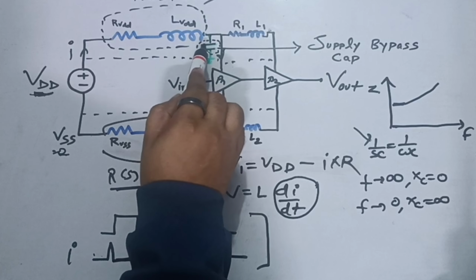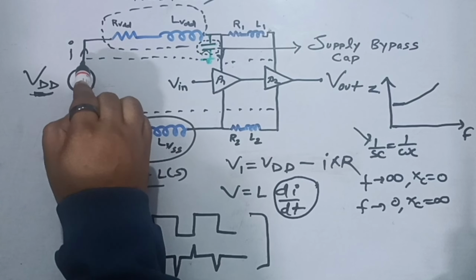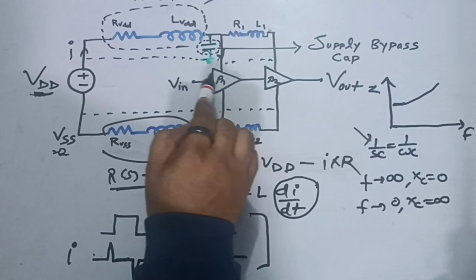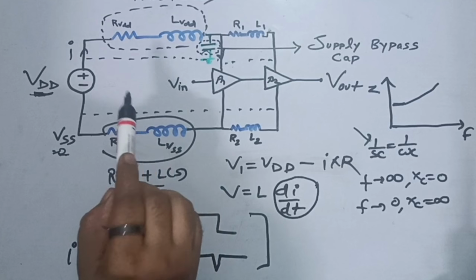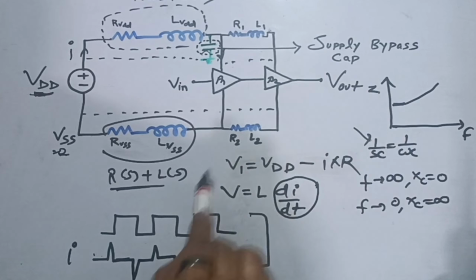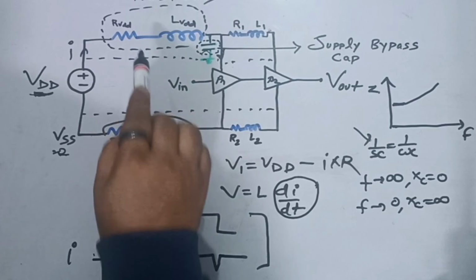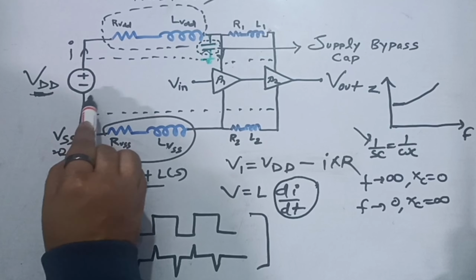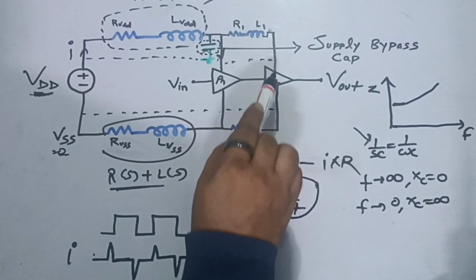It will offer very high impedance, so all the current will flow from VDD to this op amp. And that's what we want. At low frequency, we are seeing the impedance is very low. At low frequency, the role of inductance is negligible. So whatever supply we are applying, the same will be fed as an input to both the op amps. And that's what we want.